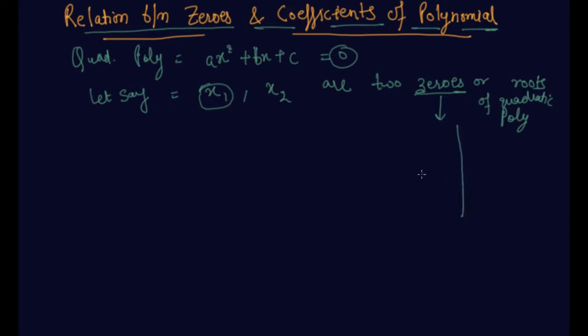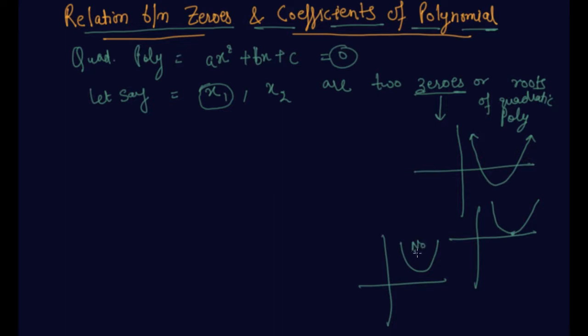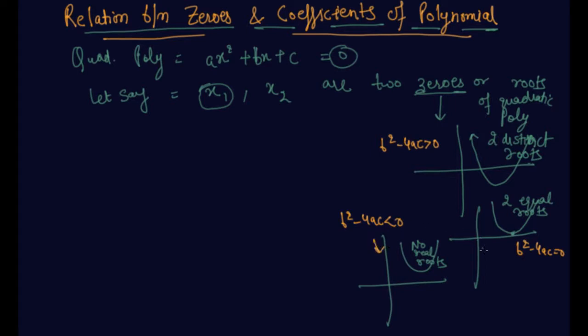In my previous video, I also told you that the graph, the pictorial representation of a quadratic polynomial, looks like this. It can be touching at one point, or it can be no real root, two equal roots, two distinct roots. So what will be the condition for that? b square minus 4ac greater than 0, b square minus 4ac equals 0, and b square minus 4ac less than 0. So I hope you guys are clear now.